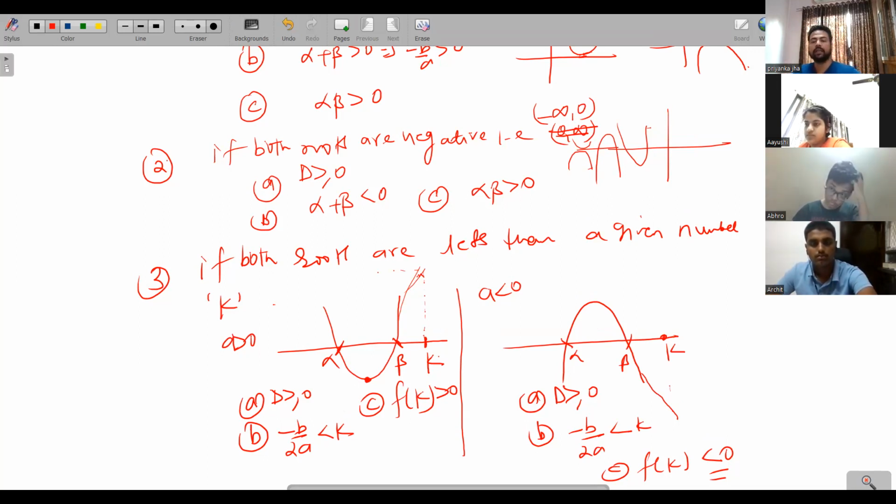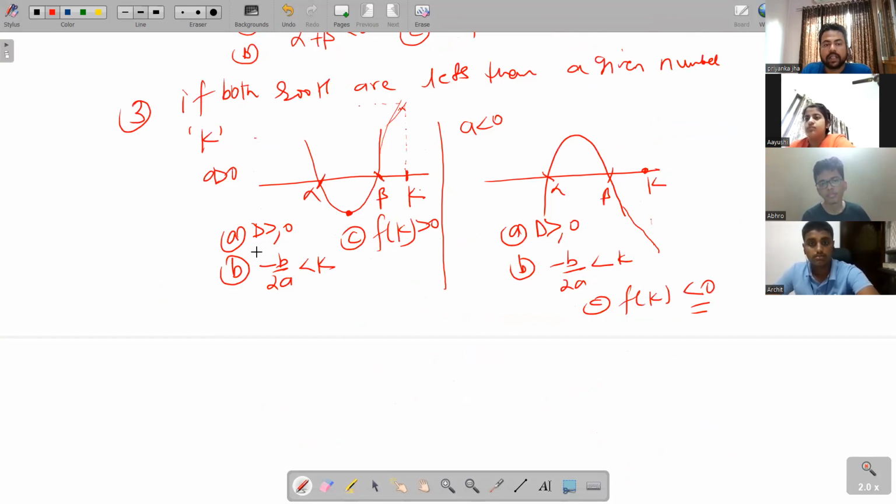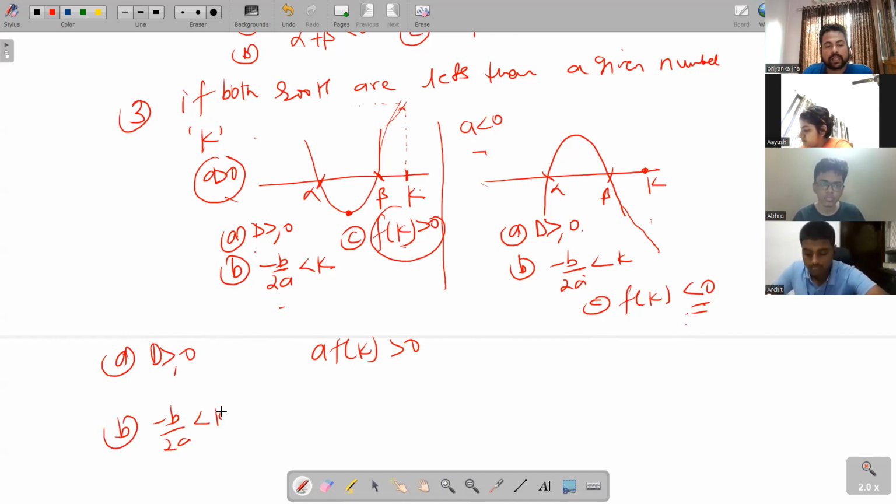So if you want to combine both the conditions, you will get something like this. See, d greater than or equal to 0 is common. This is also common. The only difference is this one, so multiply a and this. See, a is positive, f(k) is positive, so a into f(k) has to be positive. A is negative, f(k) is negative, so if you multiply this, a into f(k) is positive, right? So A would be discriminant has to be greater than or equal to 0. B will be minus b by 2a has to be less than k. And C will be a into f(k) is positive.